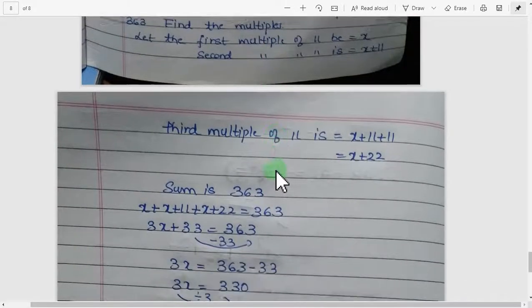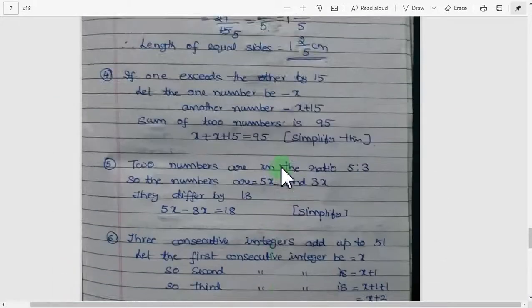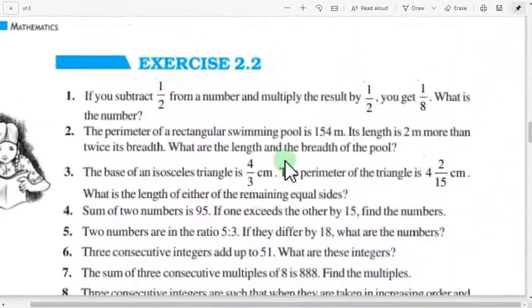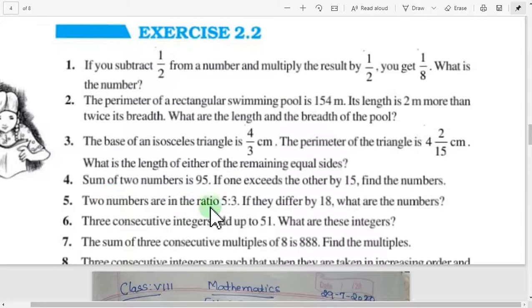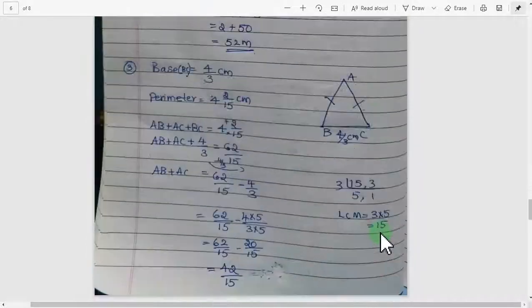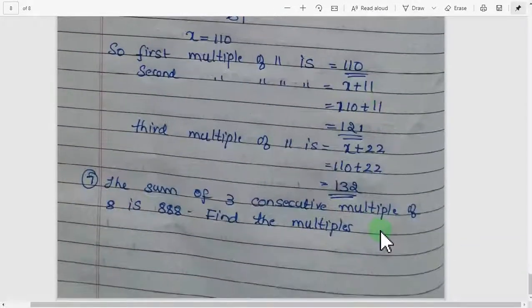So this sum I have already explained. The sum of three consecutive multiples of 8 is 888. Find the multiples. I have already explained this solution, and this sum you have to solve.